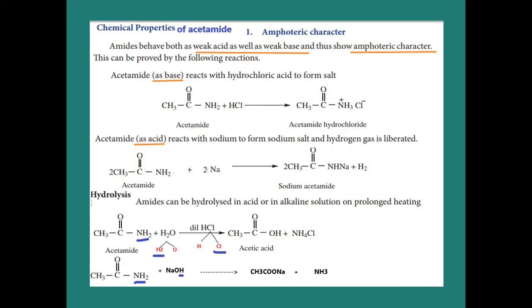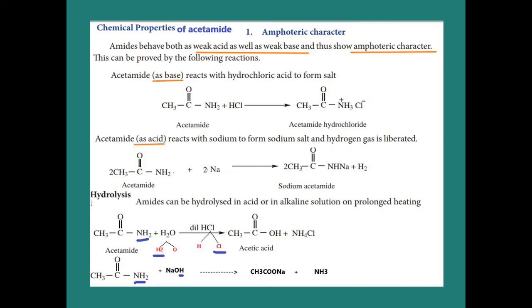Now the HCl splits as H plus and Cl minus. The H plus gains the electron from nitrogen. So nitrogen now becomes positive. The positive character always attracts the negative character. Which one is negative now? Cl is negative. So the Cl is attracted by the N plus, so that we get the compound acetamide hydrochloride.